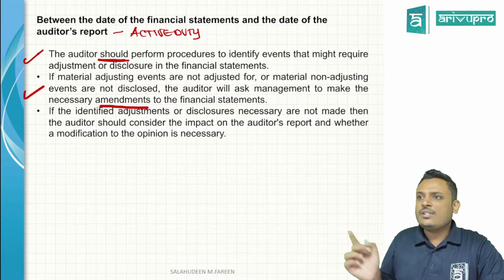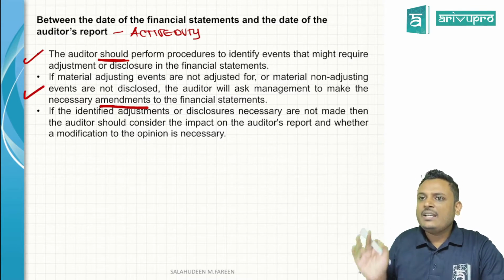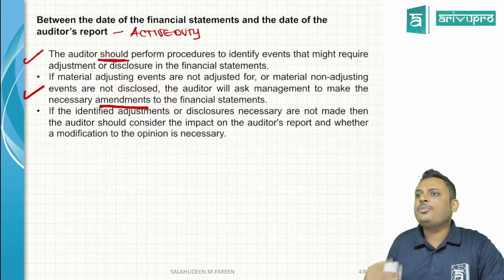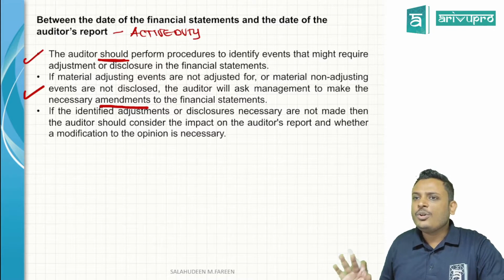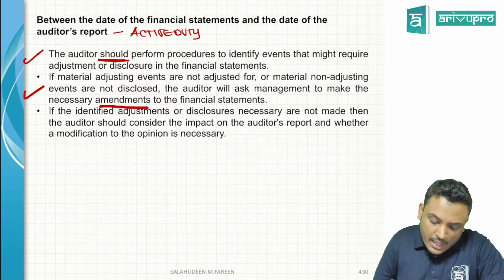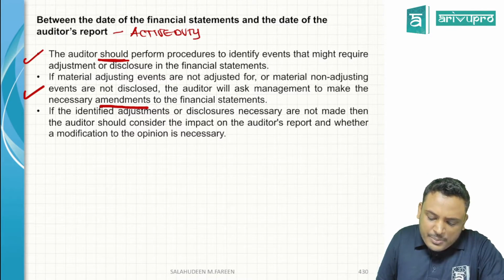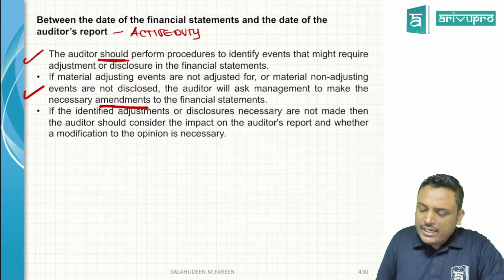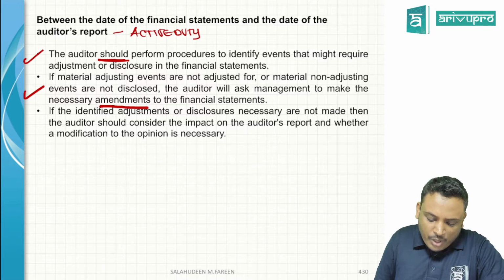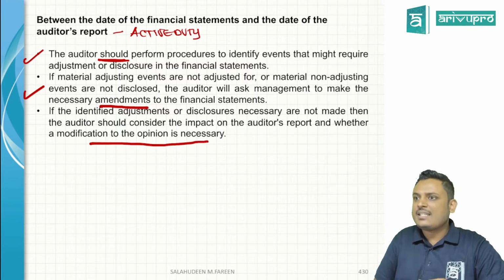So even if it is a disclosure, amendment; even if it is an adjustment, amendment. So we ask management to amend the financial statement. Understood? Now you know the term amendment. If the identified adjustments or disclosures necessary are not made, then the auditor should consider the impact on the auditor's report, whether a modification opinion is necessary.